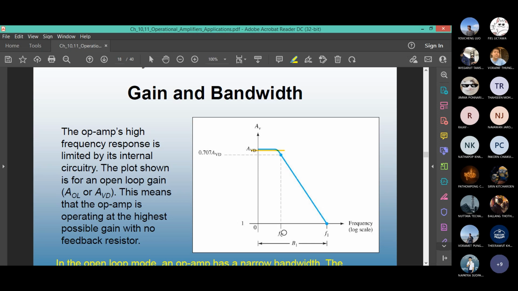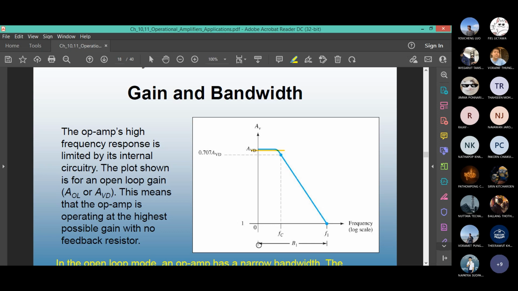Let's say you are operating at this frequency FC, you're going to get 0.707 times the gain. I think it's decreased by 3 decibels. That's why it's called the 3 decibel point sometimes. When you close the loop and then you go to the cutoff frequency, your output decreased by 3 decibels. And as you keep increasing, if you want to increase the bandwidth, you will be losing the gain.